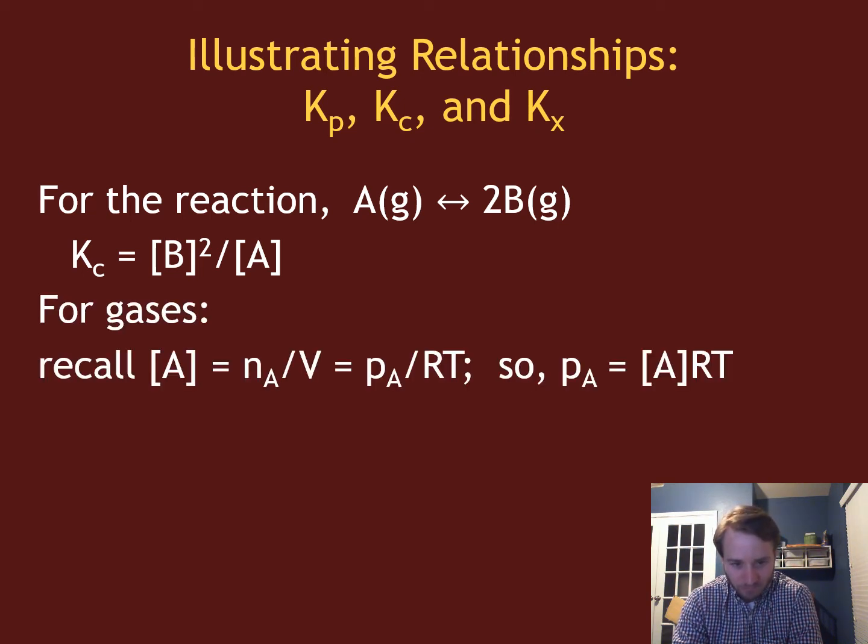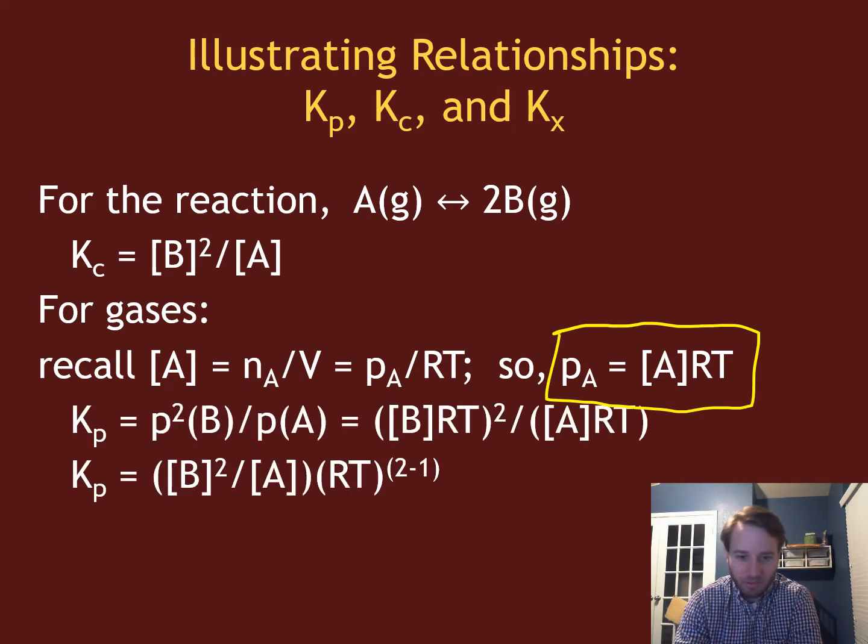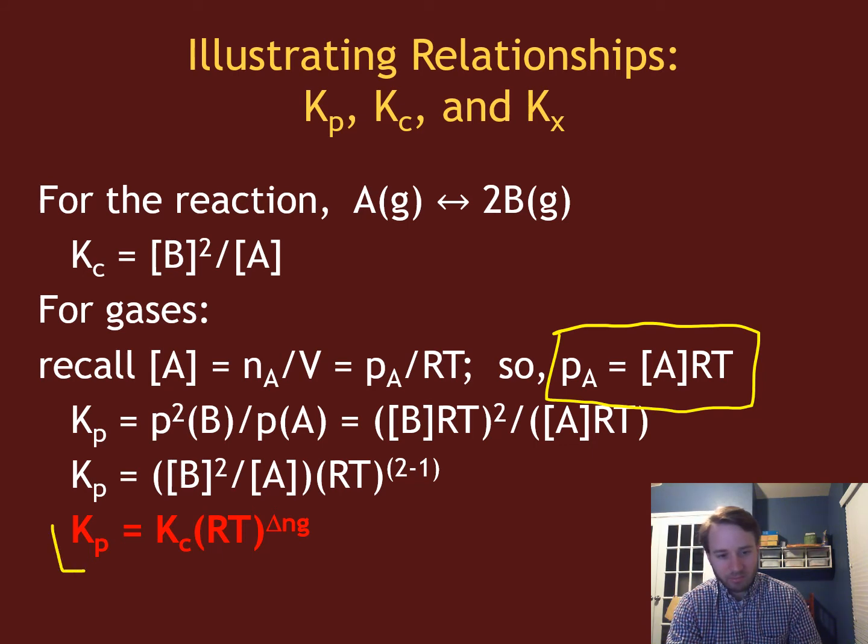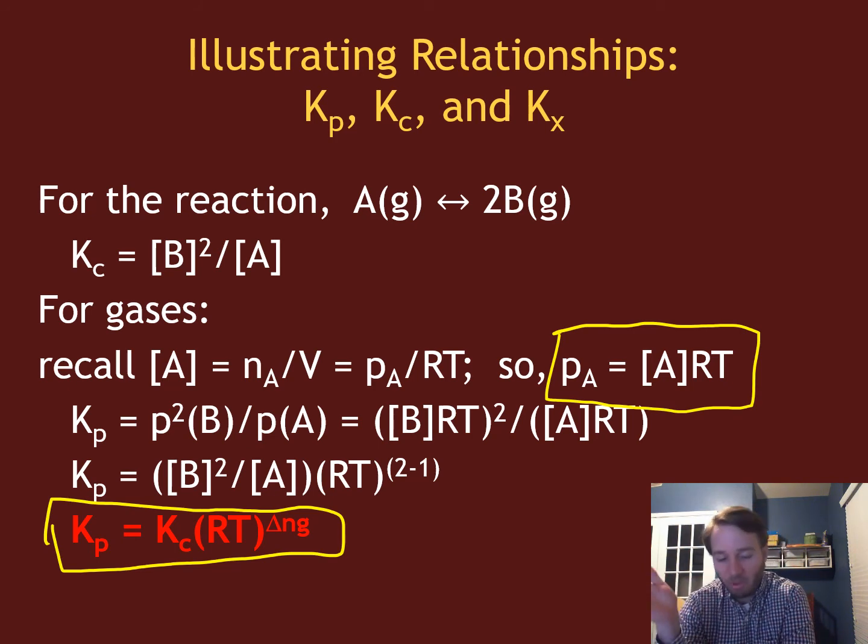We know for gases that the concentration is related to the volume and the number of moles by pressure divided by RT. So in general, the partial pressure of A is related to the concentration of A times RT. You can use that relationship to get the fact that in general Kp equals Kc times RT raised to the change in number of gas molecules, products minus reactants. In this case, the products is 2, reactants is 1, so that would be 1.